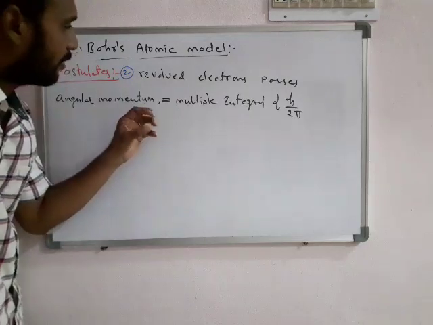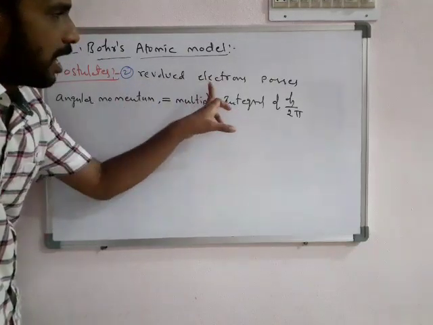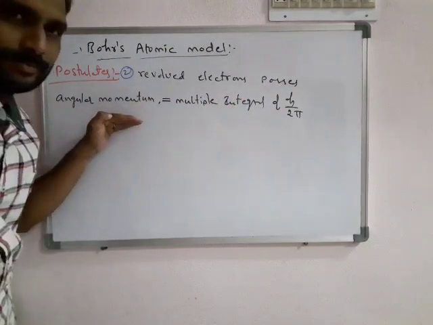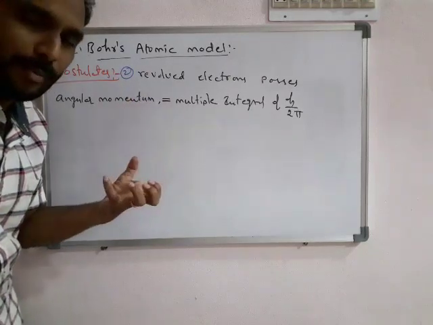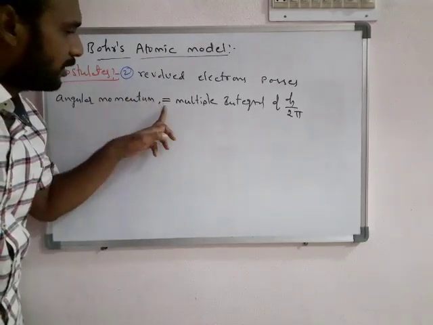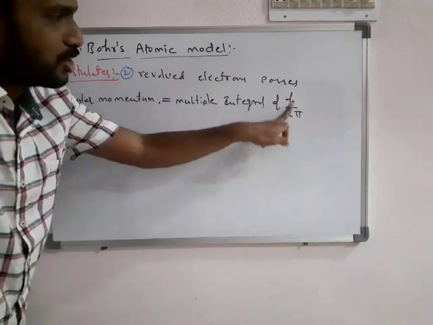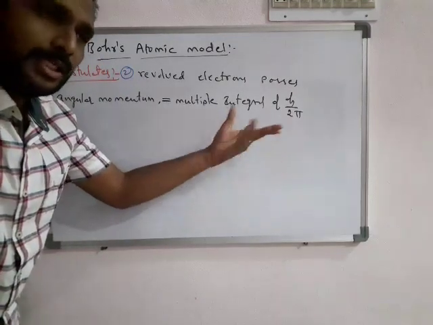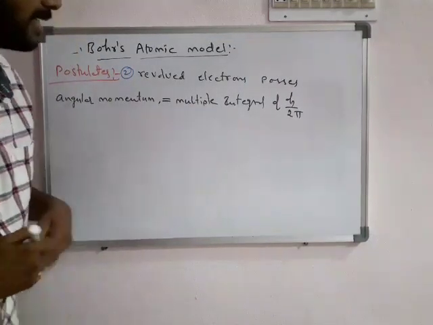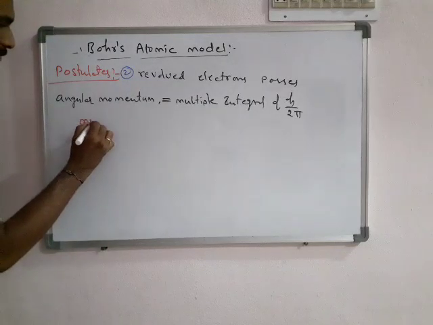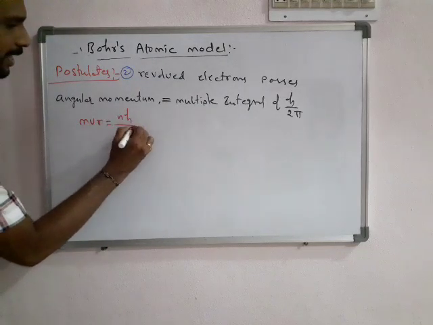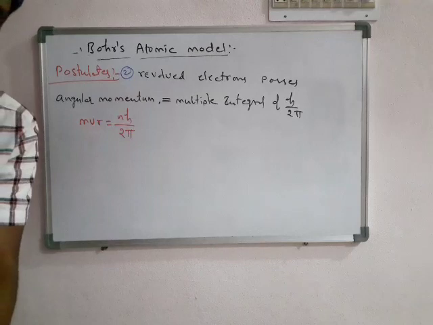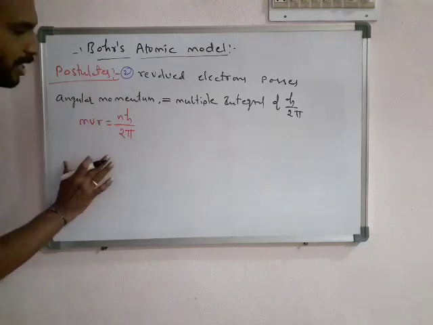When an electron revolves in a fixed circular orbit, the electron must exhibit some angular momentum. Any revolving particle has angular momentum. So the angular momentum is an integral multiple of h by 2 pi. That means multiples of h by 2 pi, that is, 1 h by 2 pi, 2 h by 2 pi, 3 h by 2 pi, like that. So this can be written as mvr equals nh by 2 pi. This is the basic and very important equation from Bohr's atomic model.